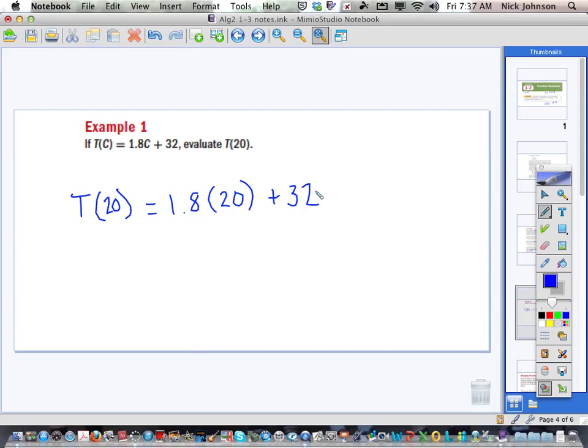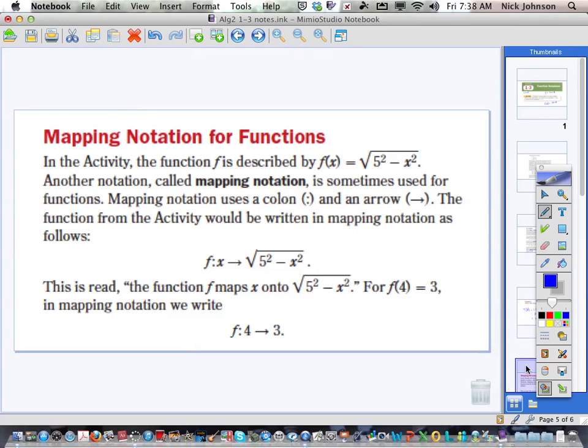Follow your order of operations. I've got to take 1.8 times 20 first. Gives me 36, plus 32 gives me 68 degrees. Okay? So if it is 20 degrees Celsius, it is actually 68 degrees Fahrenheit, which we'd love it to stay that way in Rockford all the time. I think 68 degrees is a perfect temperature.